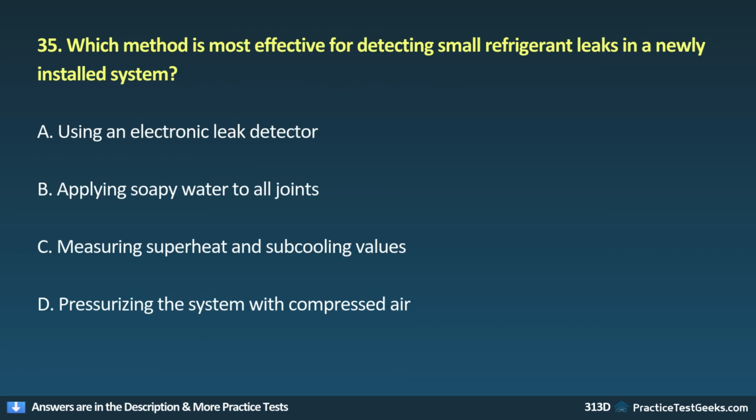35. Which method is most effective for detecting small refrigerant leaks in a newly installed system? A. Using an electronic leak detector. B. Applying soapy water to all joints. C. Measuring superheat and subcooling values. D. Pressurizing the system with compressed air.